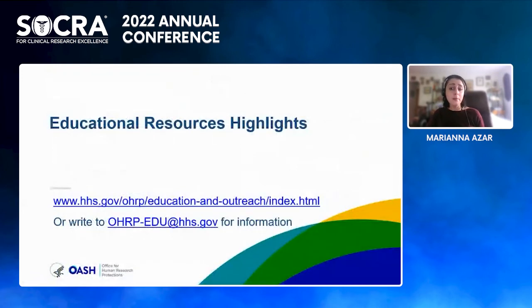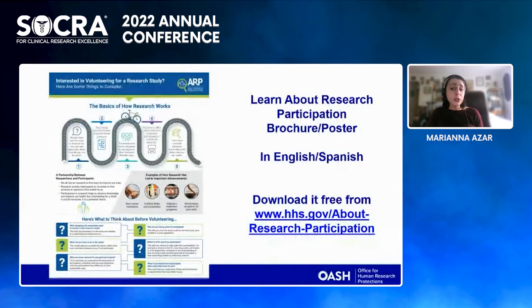I also want to highlight some educational resources developed by OHRP so that you can use these to advance justice at your institution. The first is the brochure/poster that you see on the slide before you. This is a tool that we developed to help researchers and institutions communicate with the general public about research participation. This brochure and poster are written in plain language and include basic information explaining how research works, how it has led to important advancements, and what one should think about and ask about when considering becoming a volunteer in research. This tool is available on our website and can be downloaded and printed free of charge.